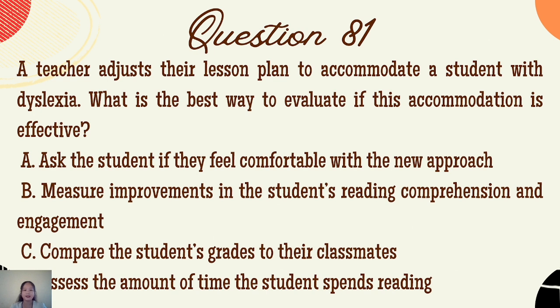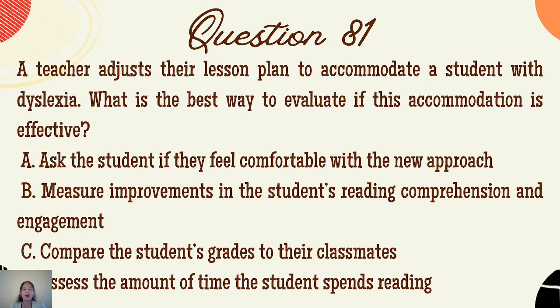Measure improvements in the student's reading comprehension and engagement. Why? Effectiveness should be measured by whether the accommodation helps the student improve academically and engage better with the material. If the student's reading comprehension improves and they actively participate more in class, the accommodation is working. For example, if the teacher uses audio-assisted reading and the student starts understanding the text better and participating more in discussions, it is a sign that the strategy is effective.